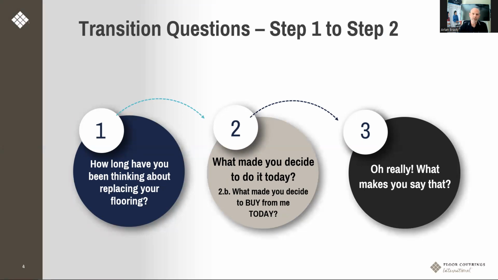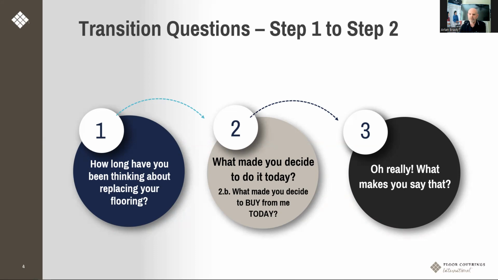And Matt says, well, I don't know that we're going to do anything today. Oh, really? What makes you say that? Well, I always get 3 estimates before making a decision like this, and you're the second person that I've talked to. So we've got another appointment on Tuesday, and we'll probably make a decision after that. Great. Let's go take a look at the space.